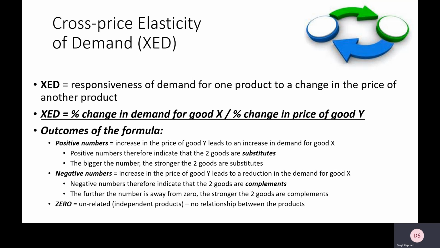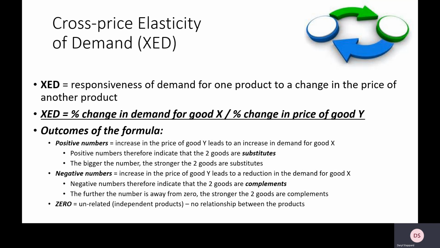So rival products, increasing the price of one would increase the demand for the rival product because people would substitute their demand away from the more expensive product to the other product instead. Now, the bigger the positive number, the stronger the substitutes are. So the more substitutable the products are.